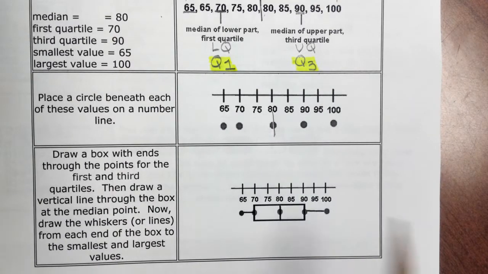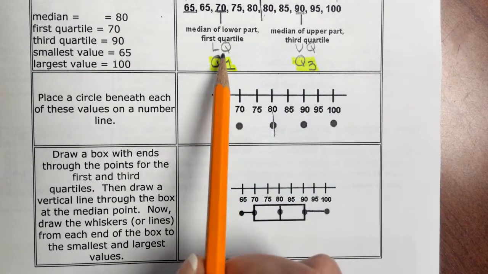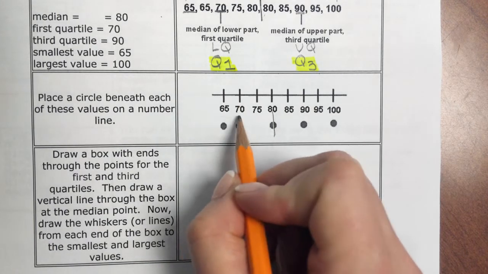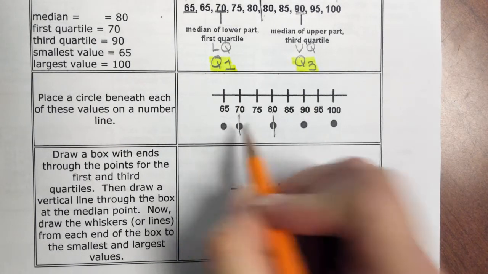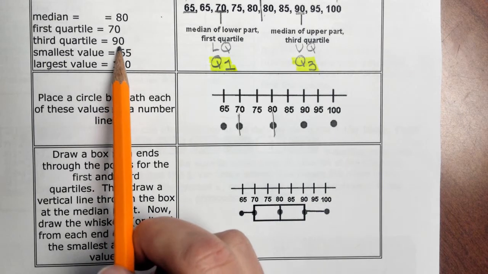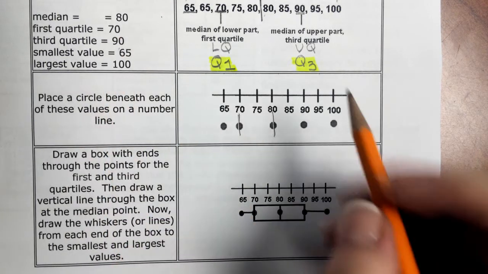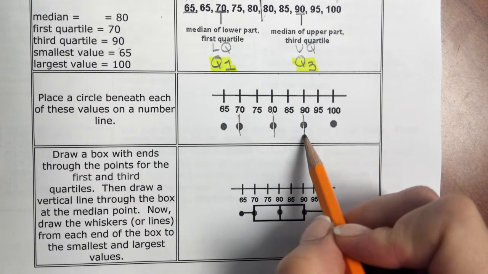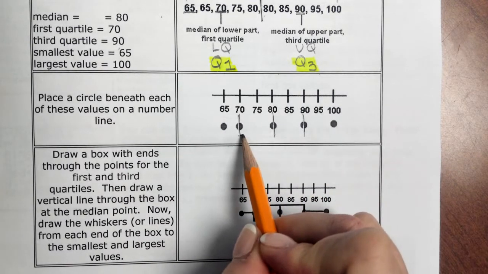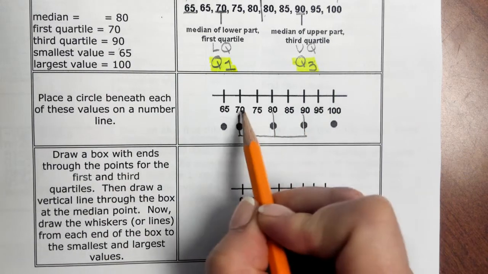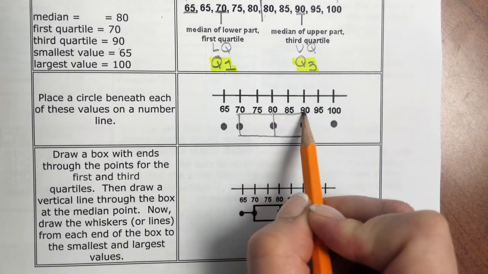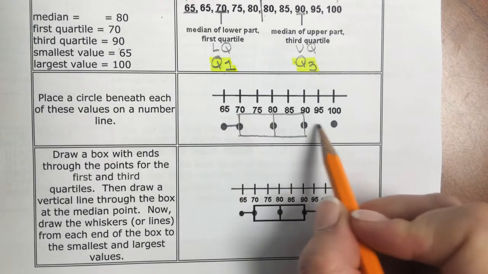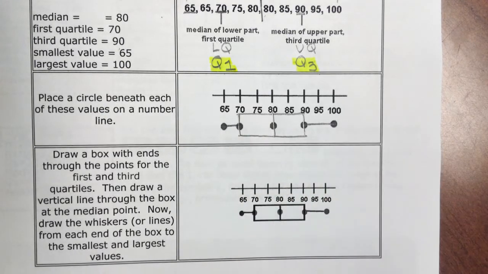And then we would find the lower quartile, or Q1, and we would do the same thing. We would put a dot with a line through it. And the third quartile, or the upper quartile, would be 90. We put a vertical line through that. And then we would connect those together to form the box. The lower extreme and the upper extreme form the whiskers.